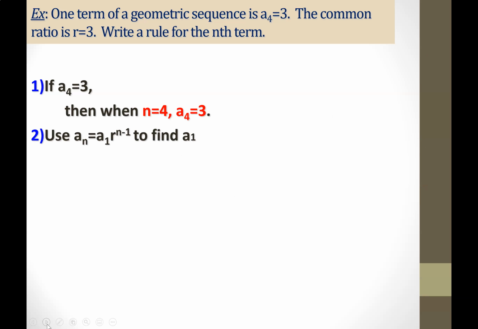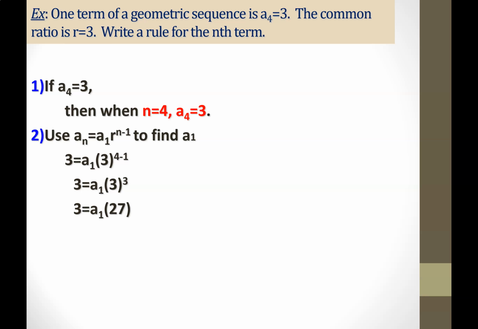We've got to use our little formula to figure out the rule and to find what a sub 1 is. So let's go ahead and substitute what we already know. We substituted here, and now we need to simplify. 4 minus 1 will give me 3. So it'll be 3 to the third power, which is 27. So now we have 3 is equal to a sub 1 times 27.